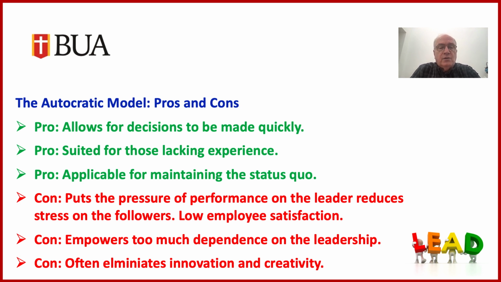Some of the pros of the autocratic model: it allows for decisions to be made quickly. If only one person is making a decision, then that one person makes the decision and you move on. And it's very suited for those lacking experience. If the employees or the members of the group or the organization don't have experience, it doesn't matter, because the manager is the one that has the experience and says, here's what we're going to do. But this is very applicable for maintaining the status quo. The autocratic model rolls on, and change becomes very difficult.